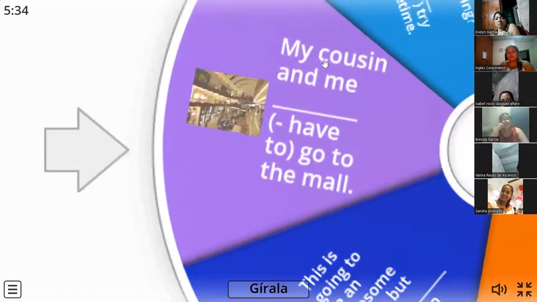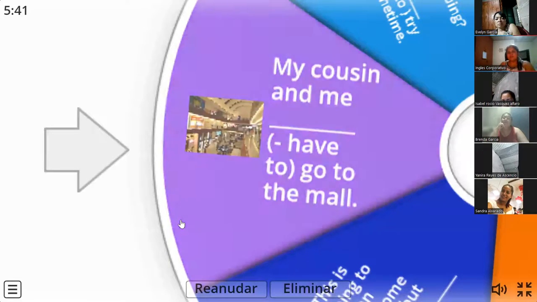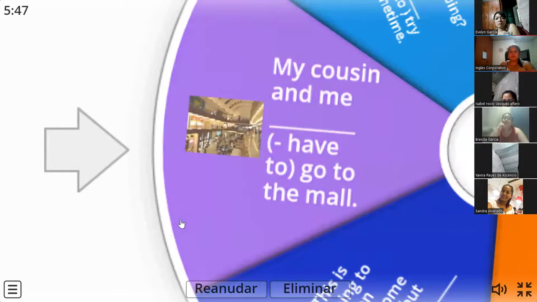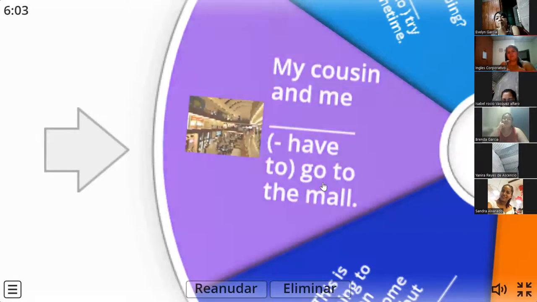Mm-hmm. My cousin and me. Negative. Doesn't. My cousin and me. We, right? We. She and me. We. Yeah. We don't have to go to the mall. Mm-hmm. We don't have to go to the mall. Okay.